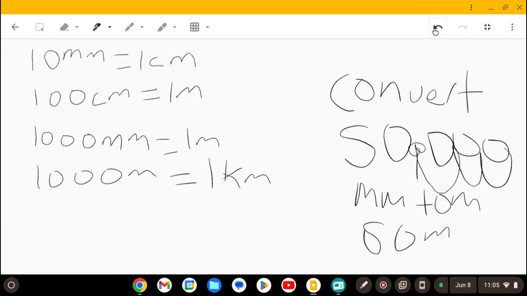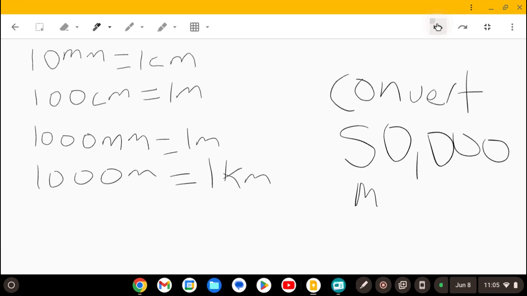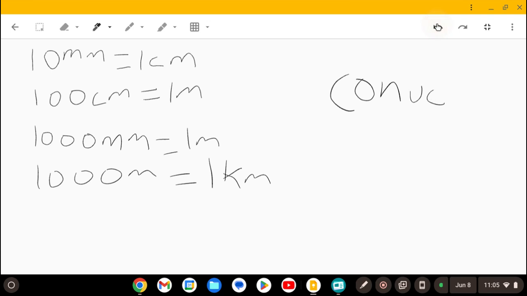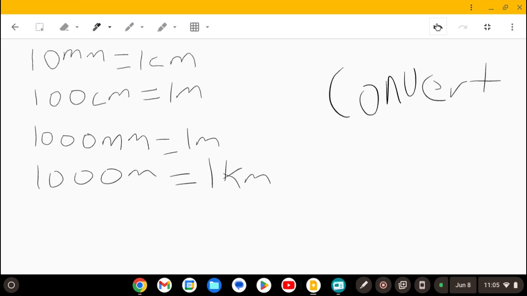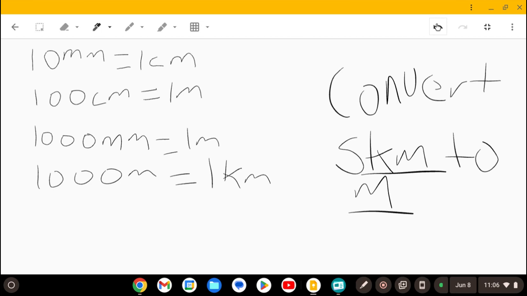All right, and let's do our next one. So to convert 5 kilometers to meters, we know that 1000 meters makes a kilometer, and we're going from a larger unit, which is kilometers, to a smaller unit, which is meters. So this means that we would multiply by 1000. So 5 times 1000 would give us 5000 meters.